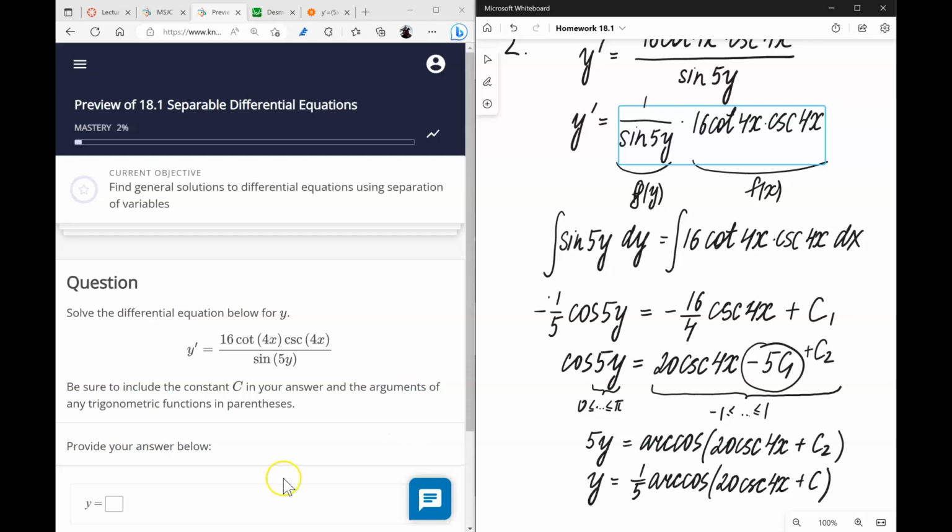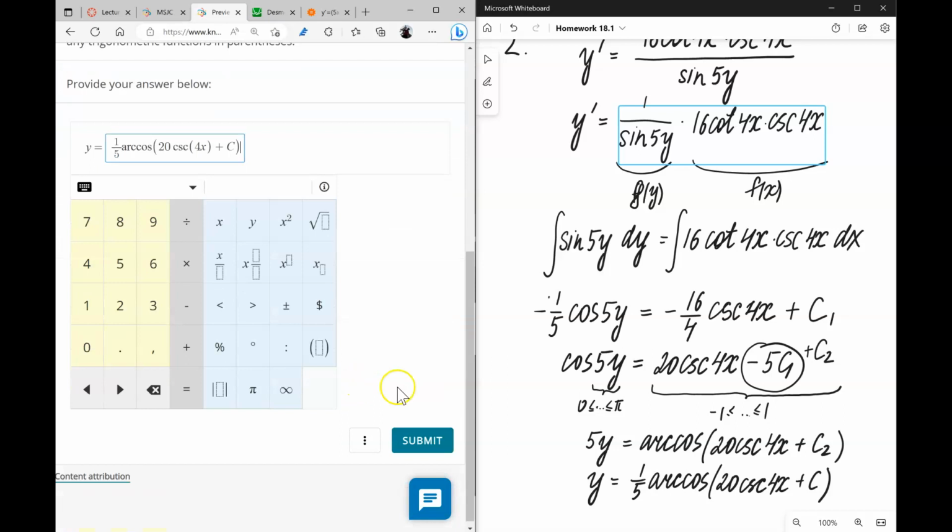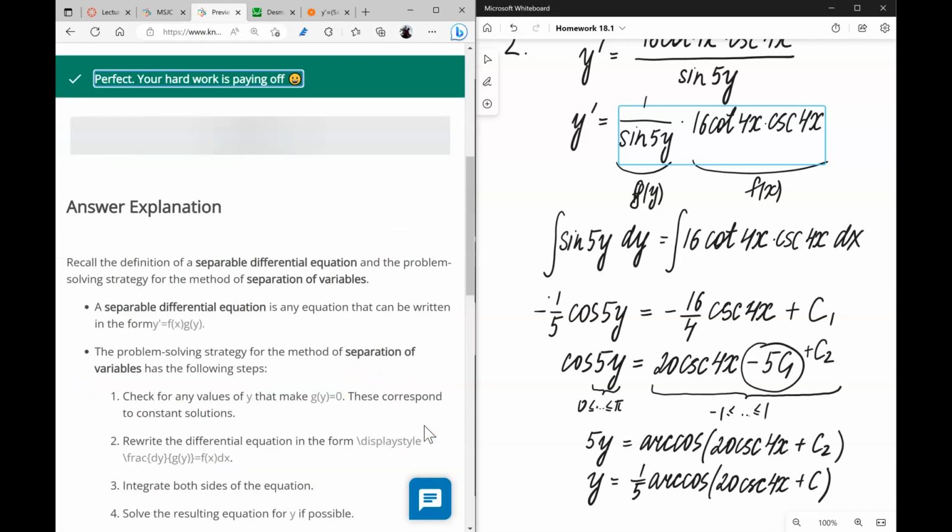So we have 1/5 arc cosine of 20 cosecant 4x plus c, and that should do it.